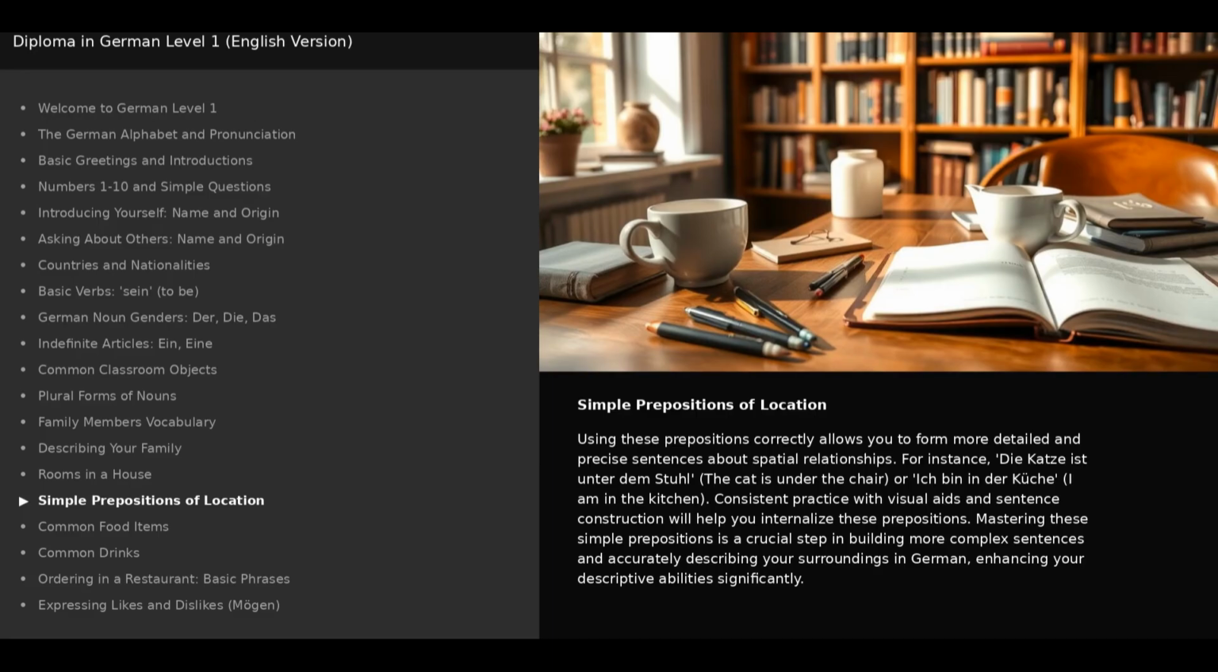Consistent practice with visual aids and sentence construction will help you internalize these prepositions. Mastering these simple prepositions is a crucial step in building more complex sentences and accurately describing your surroundings in German, enhancing your descriptive abilities significantly.